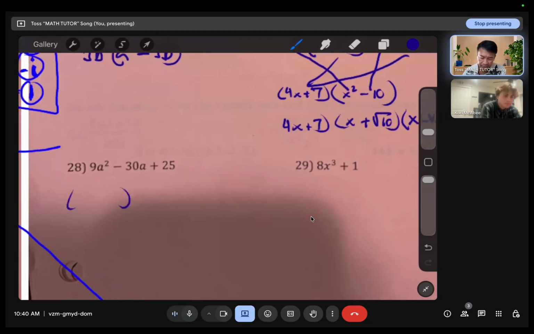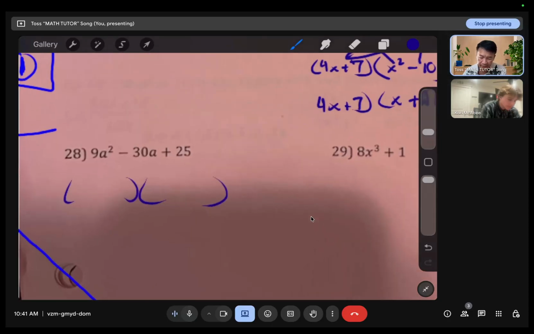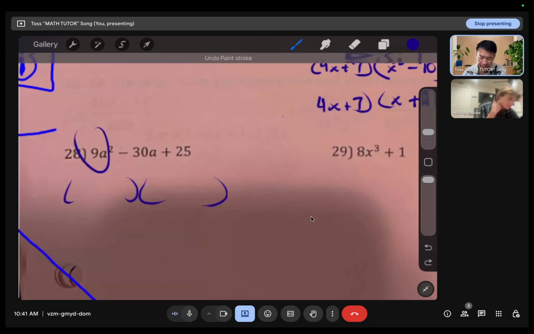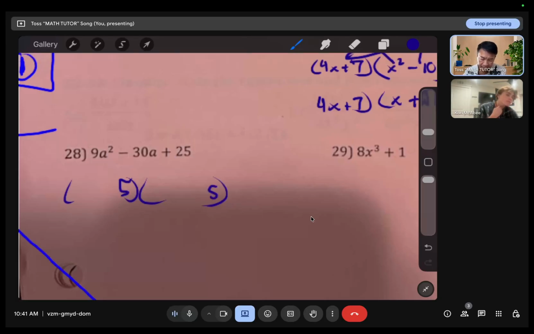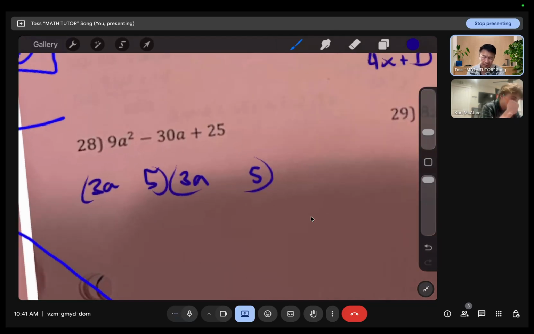I recommend you do the guess and check or trial and error method, to basically come up with the combination of the first and the combination of the last. The last, I will do a 5 and 5. The first has to be either 9a and 1a, or I recommend the two that are close to each other, which is 3a and 3a. And then test this out. If it doesn't work, then change the combination, including the 5 and 5. It could be 25 and 1, but I doubt it.